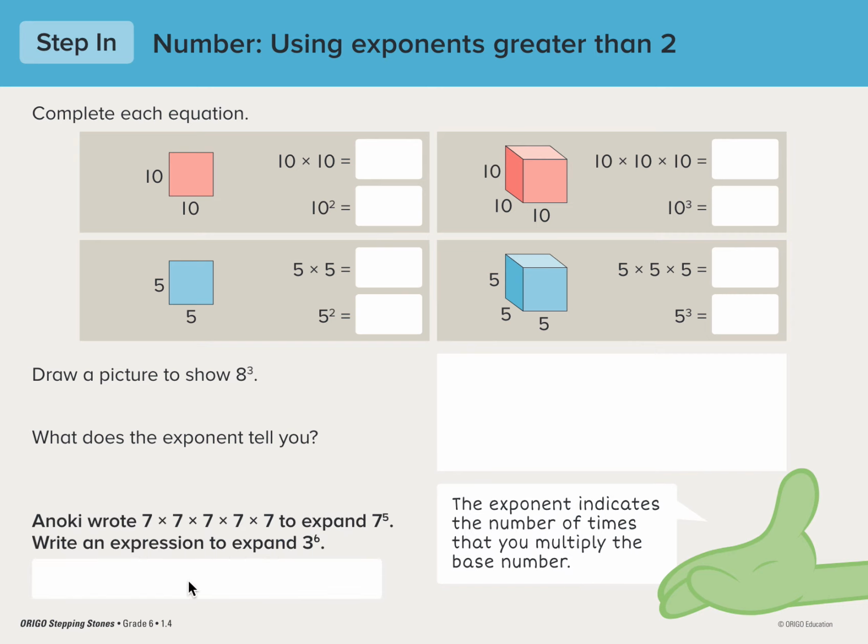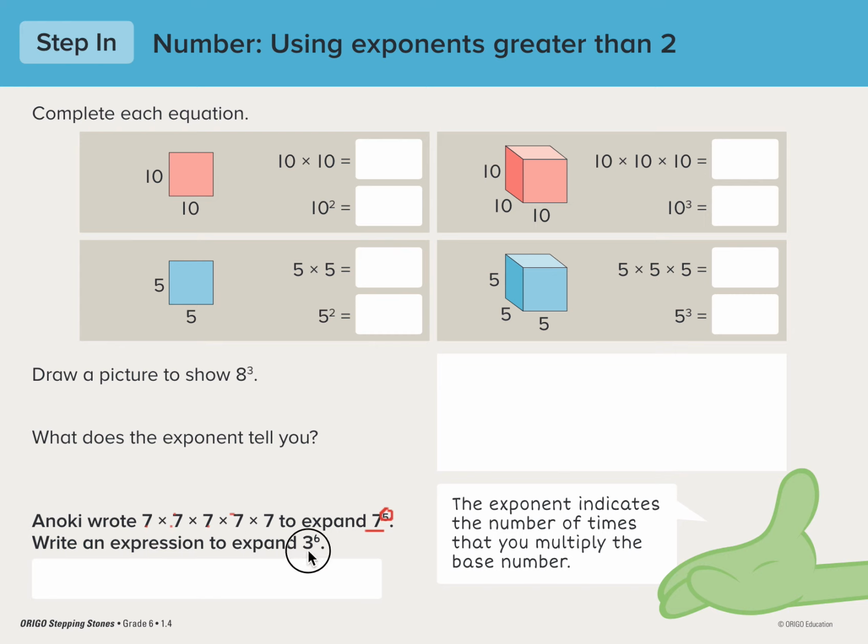Anoki wrote 7 times 7 times 7 times 7 times 7 to expand 7 to the 5th. Let's write an expression to expand 3 to the 6th power, 3 to the power of 6. Okay, let's look back to what Anoki wrote. His base was 7. His exponent was 5. Okay, we see 7 here. That is the number that is being multiplied. Our exponent is 5. That's how many times we multiply it. 1, 2, 3, 4, 5.